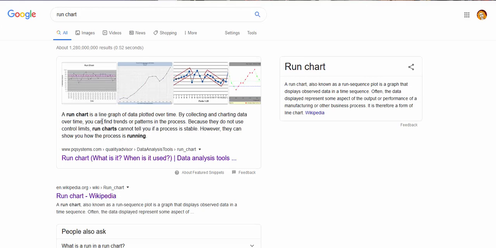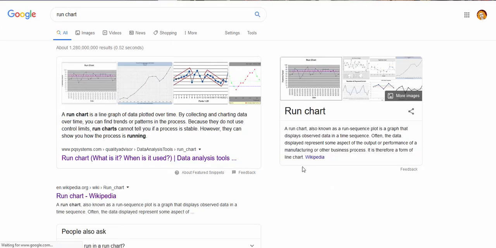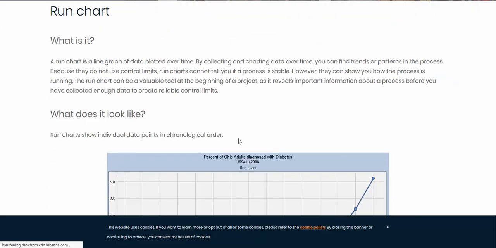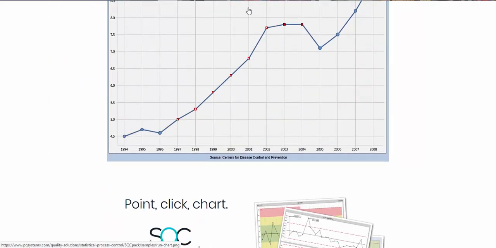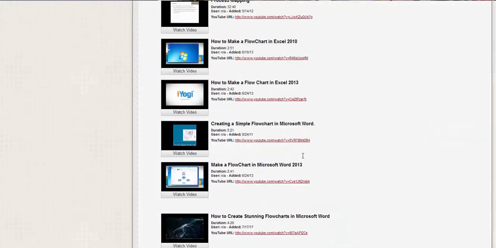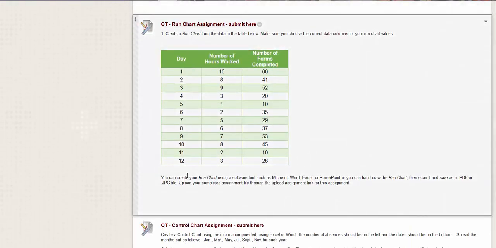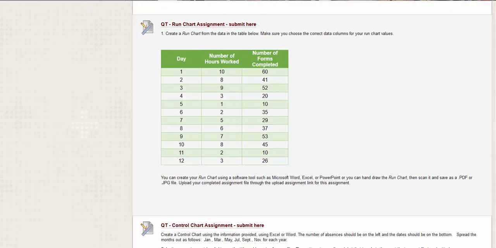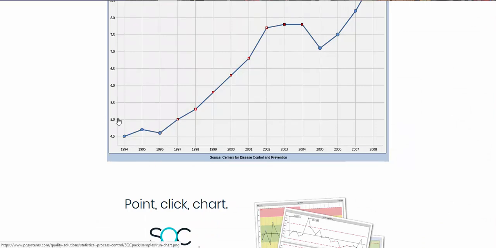All right. So a run chart is this. So what you're going to do is take, so you have the years across the bottom, and then there's like increments of 0.5 right here. So if you're looking at this, you're not going to use day 1. You're going to use the number of hours and the number of forms. So the number of hours, the number of forms. How many forms were produced in an hour?